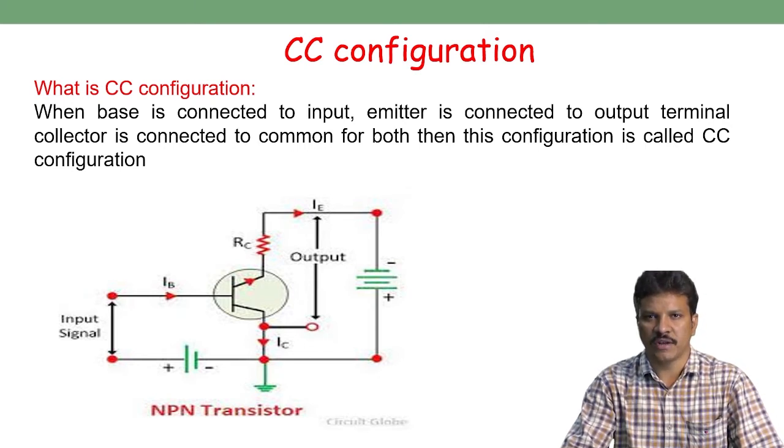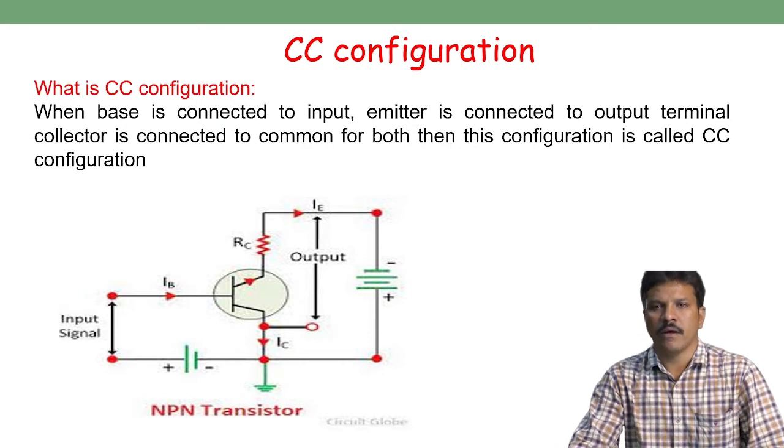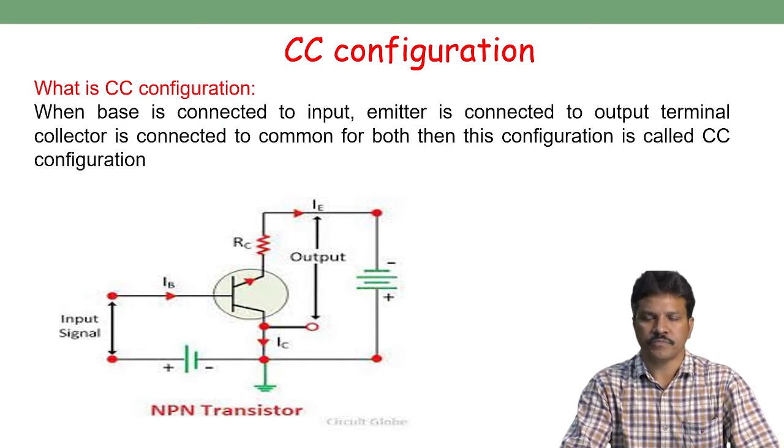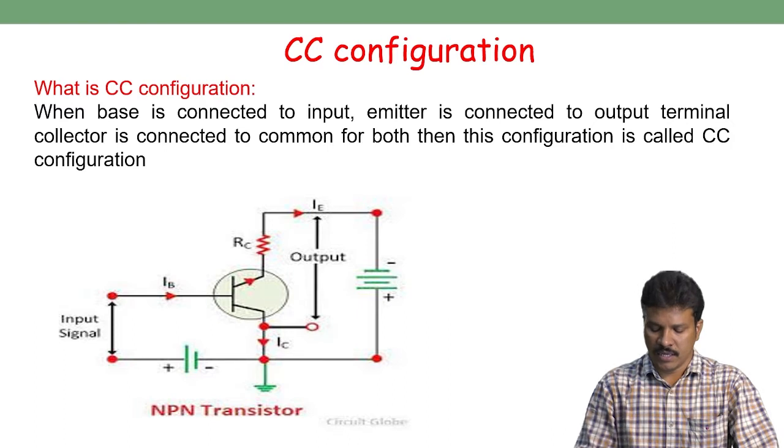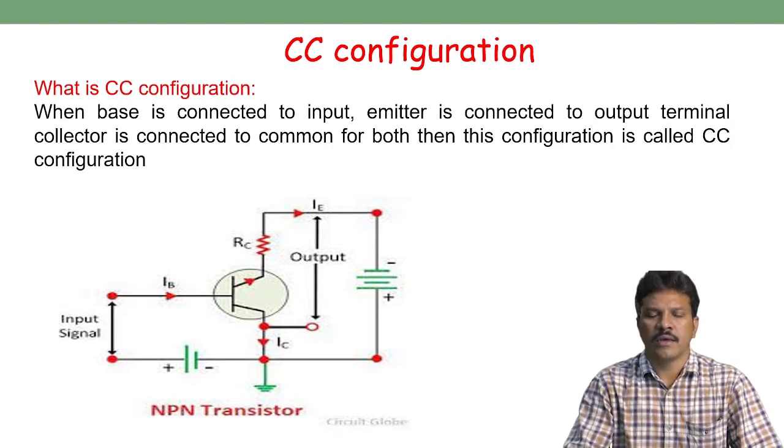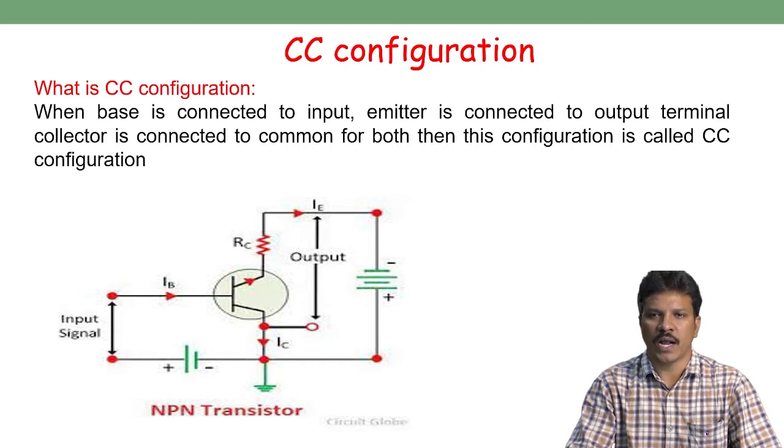In any network, for the transistor connected here, the base terminal is the input, the emitter terminal is the output, and the collector terminal is the common terminal. In this common collector configuration, the collector is common to both the input and output circuits.